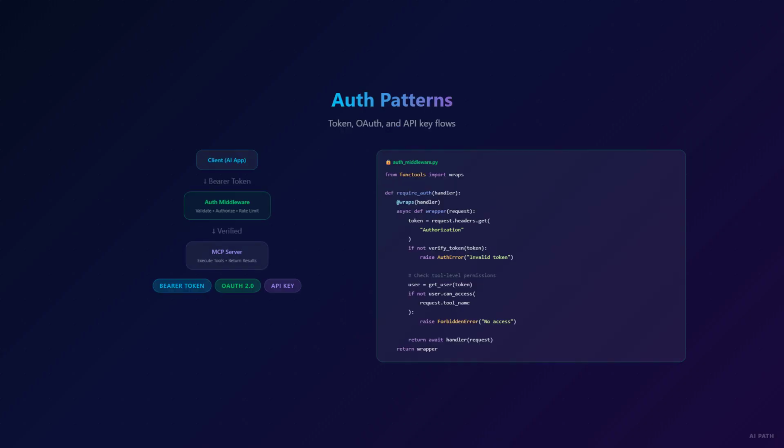Let's look at the actual auth patterns. The most common approach is token-based authentication. Your MCP server validates a bearer token on every request. For enterprise setups you use OAuth flows where users log in through your identity provider. And for simpler cases, API keys work too. Here's a quick code example. You add authentication middleware to your MCP server that checks the token before any tool is executed.